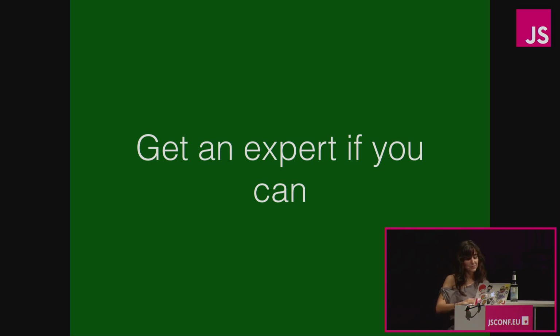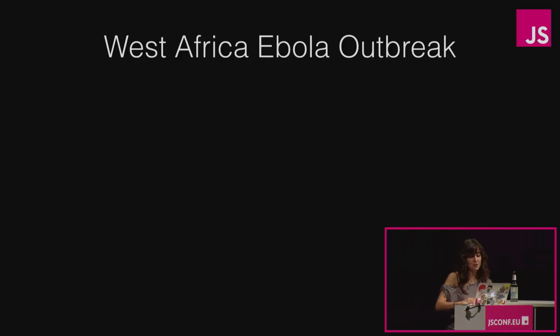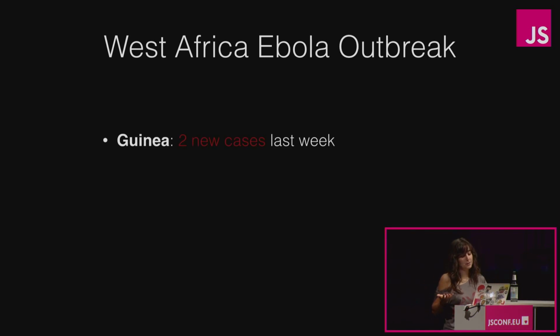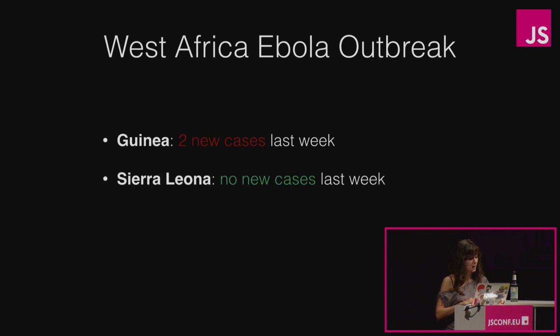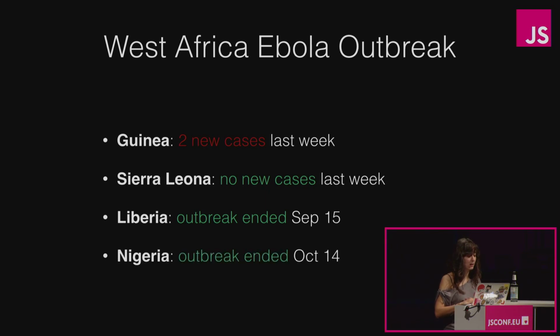I talk a lot about deaths and sick people, and this is a pretty sad topic, but I wanted to finish with a little bit brighter note. I'm going to show you the status of the Ebola outbreak in Africa. There are two new cases this week in Guinea, which is very good in comparison with what was happening before. No new cases in Sierra Leone. There is hope for the outbreak to finish, maybe. And the outbreak ended in Liberia and Nigeria already.